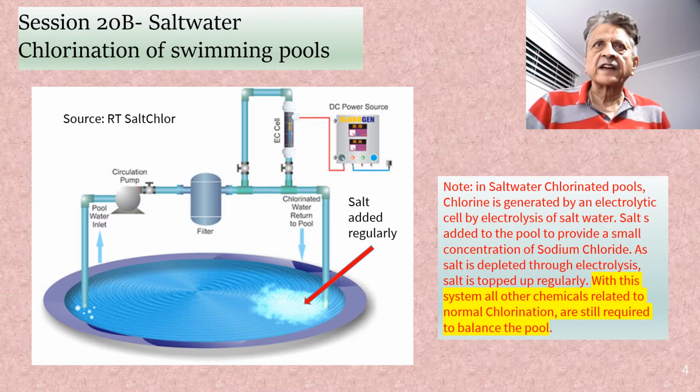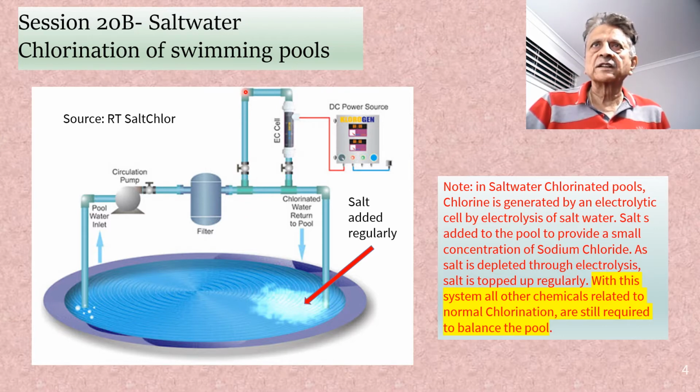This is a schematic diagram of a typical saltwater chlorinated pool. To normal fresh water, salt is added to a certain concentration specified by the manufacturer of the saltwater chlorinator. As the water is sucked through the circulation pump, it passes through the filter and it goes up.